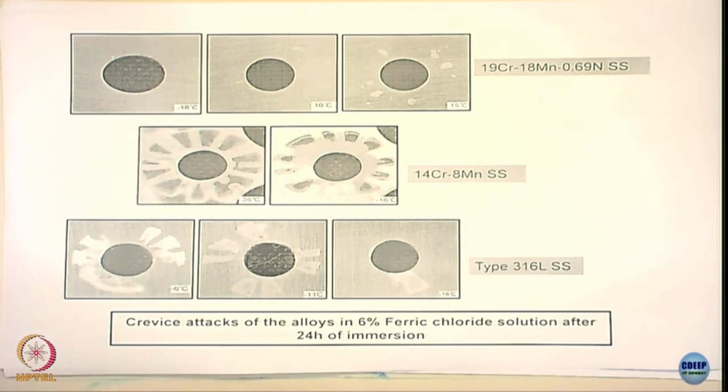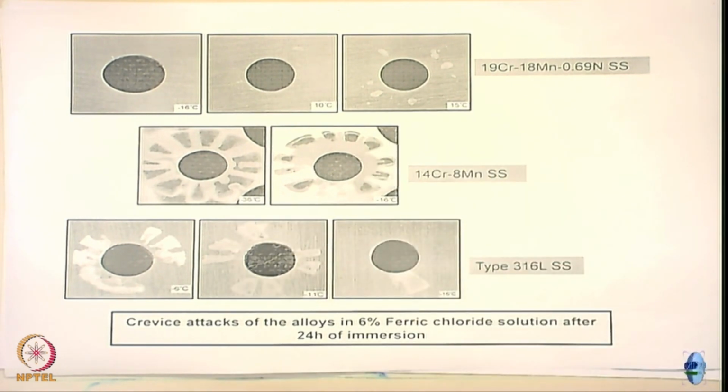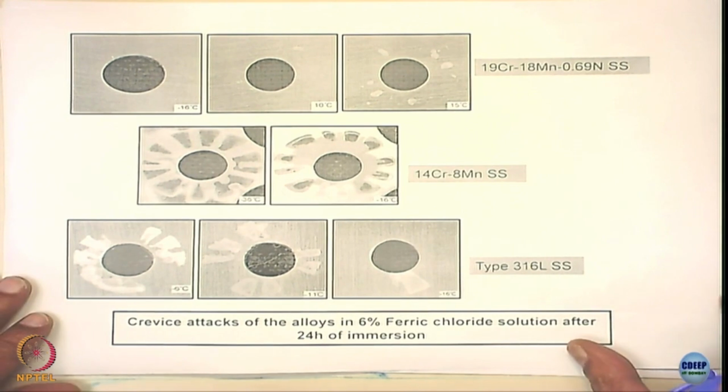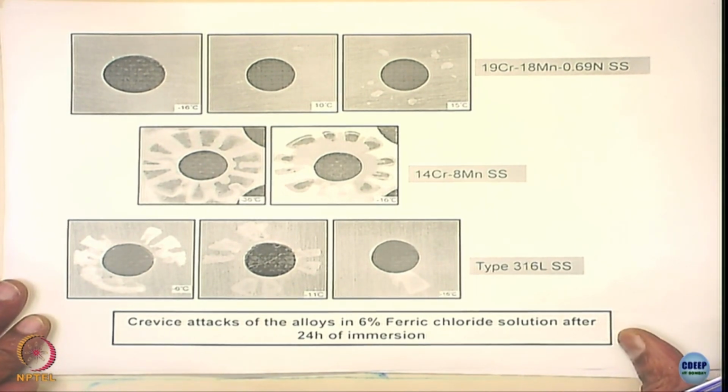But if you are going to follow the ASTM standard, you should strictly follow the ASTM standard. Only then can you compare the results obtained in different laboratories. So these are the kind of things that you can see, which are very useful in determining the crevice corrosion resistance of these alloys, and it is very interesting.